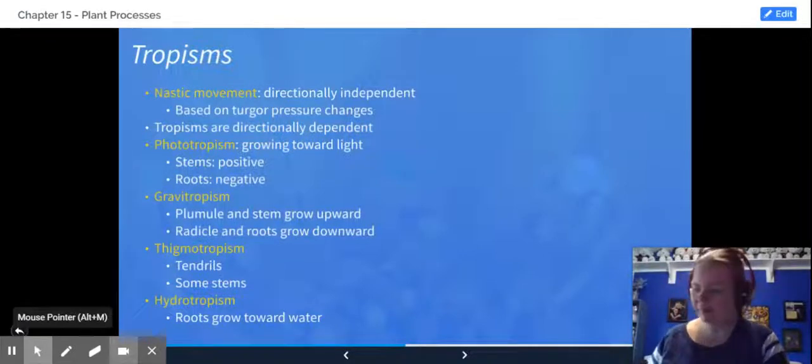And then hydrotropism is growing toward water. Roots will tend to do this, so that would be positive tropism.